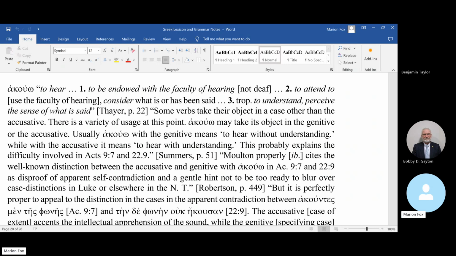Yeah, that's what I'm looking at. Am I still on it? Maybe I missed your cursor. Can you see my cursor? I cannot. But you can see the grammar notes, okay? Yeah. We're still in the akuo. We're still on akuo on the Greek lexicon and grammar notes. Oh, interesting.